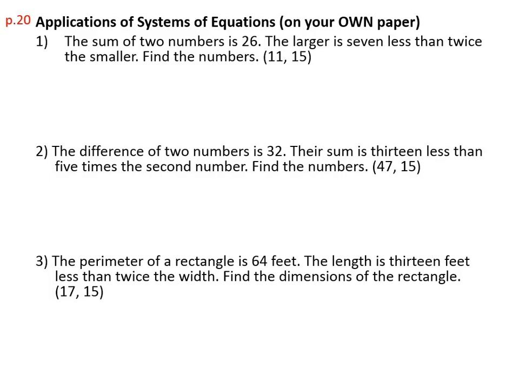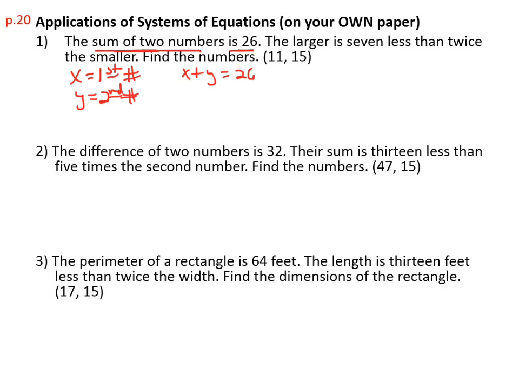But let's go back. We're talking about the sum of two numbers. So we know that we have two numbers. So we're just going to say that x is that first number, defining our variables, and y is going to be the second number. So we have defined our variables. Now from here, we're going to write our two equations. So the sum of those two numbers is 26. So that means that x plus y is equal to 26.